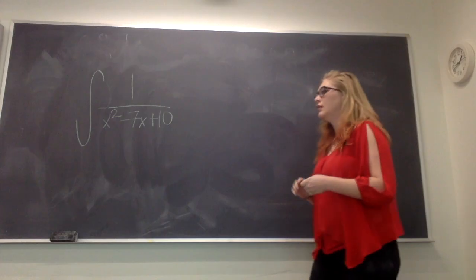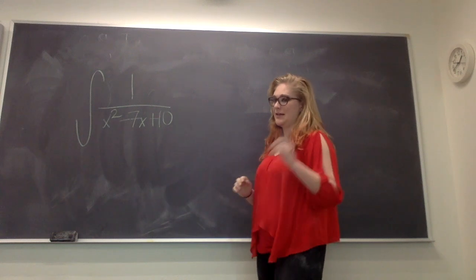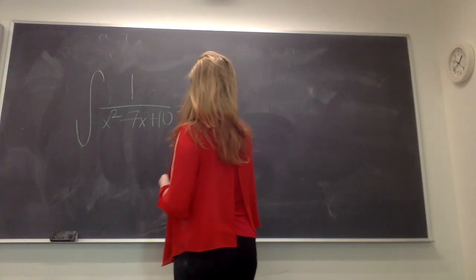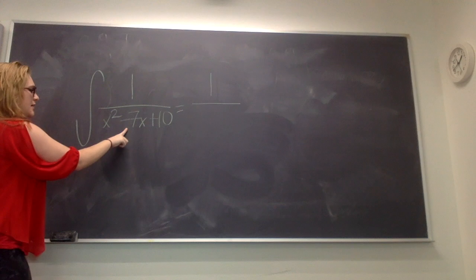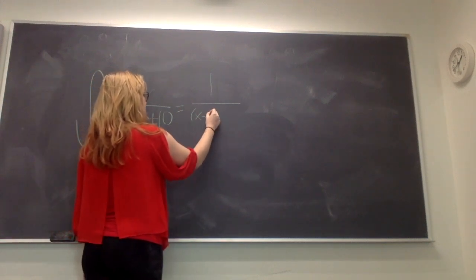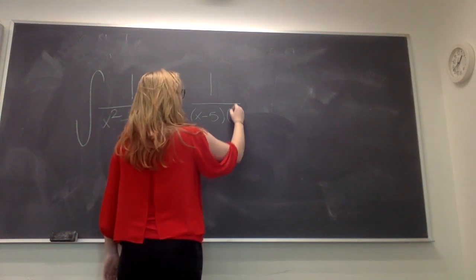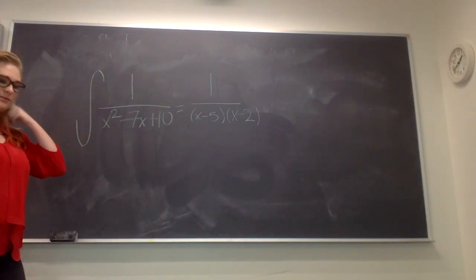Integration by partial fractions, the intro. Now your denominator has to be able to factor out into something. That's going to be step one. So how to do that? You have 1 over x squared minus 7x plus 10. So then you would have x minus 5 and x minus 2. So that would be what you would factor it out to be.